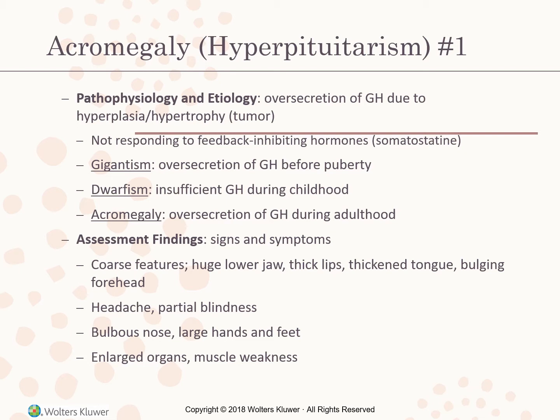So when we're assessing somebody that may or may not have acromegaly, we are going to find that somebody with acromegaly has very coarse features, like a huge lower jaw, thick lips, a thickened tongue, a bulging forehead, a very bulbous nose, and large hands and feet. When the overgrowth is from a tumor, headaches caused by the pressure on the sella turcica, a bony depression where the pituitary gland lies, is common. Partial blindness can also result from pressure on the optic nerve.